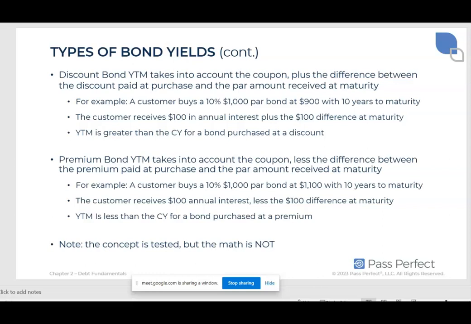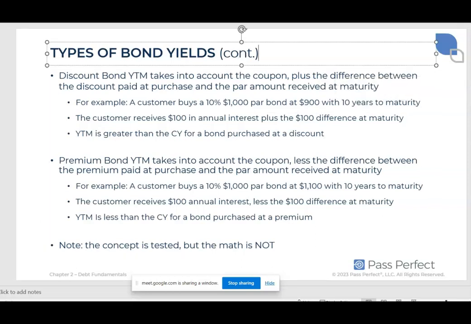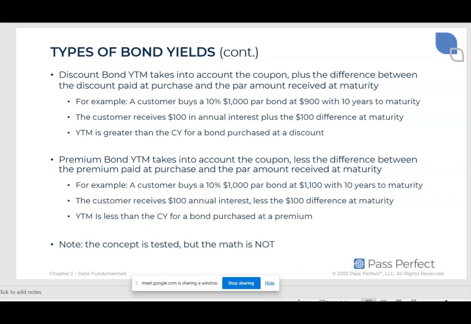Now, it tells us here the customer buys a 10% bond, $1,000 par value, but bought it at a discount of $900, and there's 10 years to maturity. So they bought it for $900, and 10 years from now, they'll get $1,000. So there's a $100 difference. We take the $1,000 they get later on, subtract out the $900 they paid for it, and that's a $100 difference. That's the extra bonus that they get. But it's going to take 10 years to get there, so divided by 10 years. So basically, this bond is going to stair step upwards in value at the rate of $10 per year for the next 10 years.